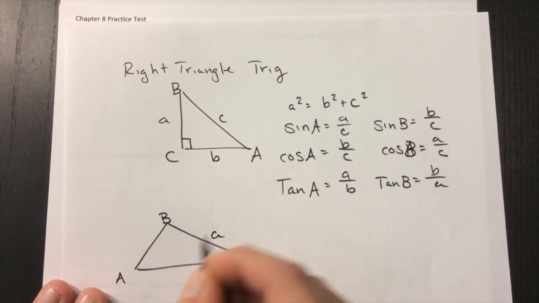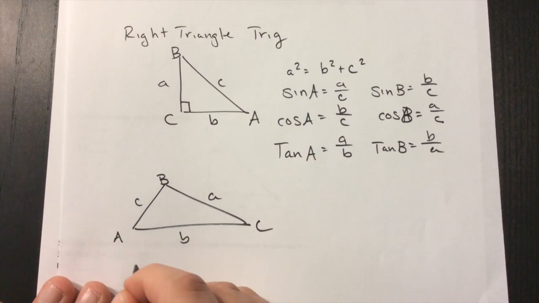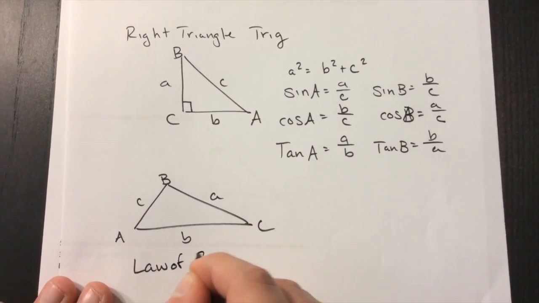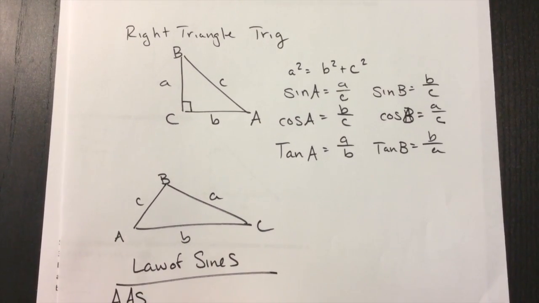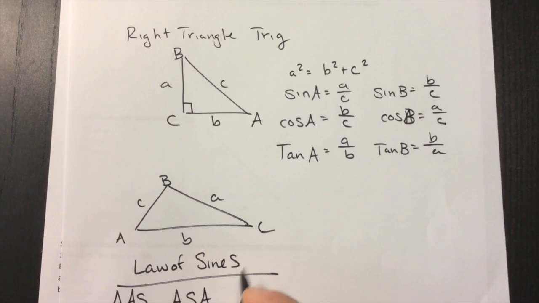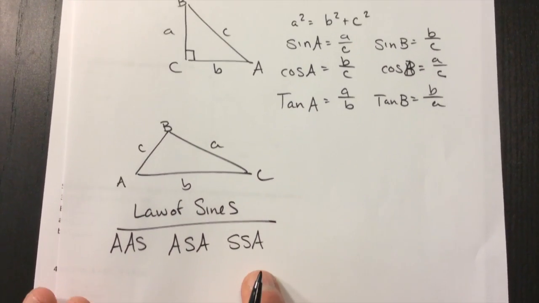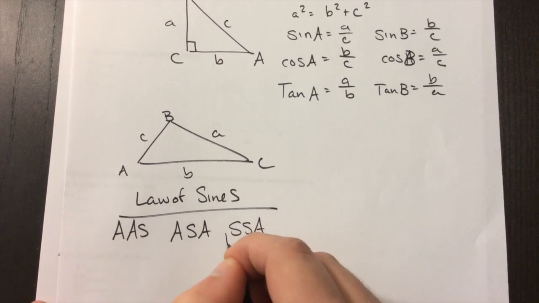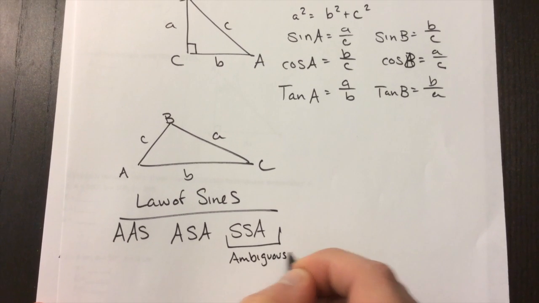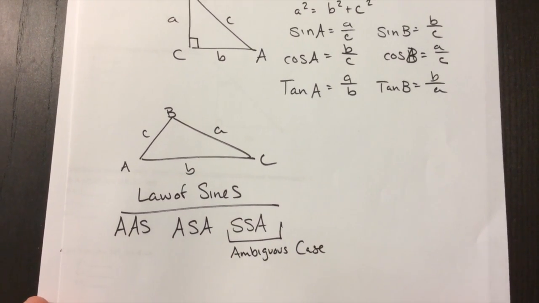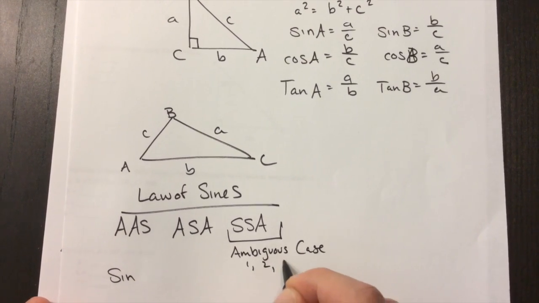A, B, C across from A, little b is across from little b, C is across from C, then we have two cases. We have the law of sines, and law of sines is for triangles that you have angle, angle, side, angle, or side, side, angle. Those are the three cases that we're going to use the law of sines. This side, side angle is the ambiguous case. So that's the one we have to worry about, where we have 1, 2, or no solution.